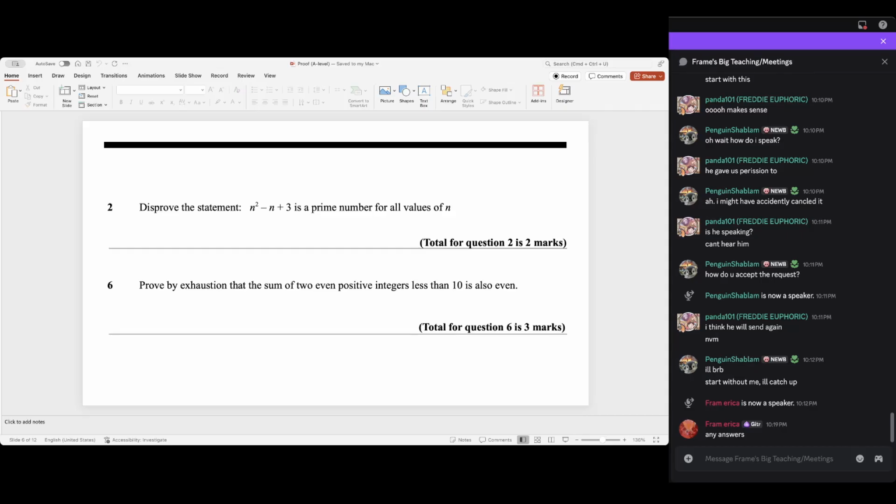And number 6 is proof by exhaustion. I got a bit confused in that one. It's a sum of 2 even positive integers, and you know what an even integer is, and we do not count 0 as even. 0 is not even.